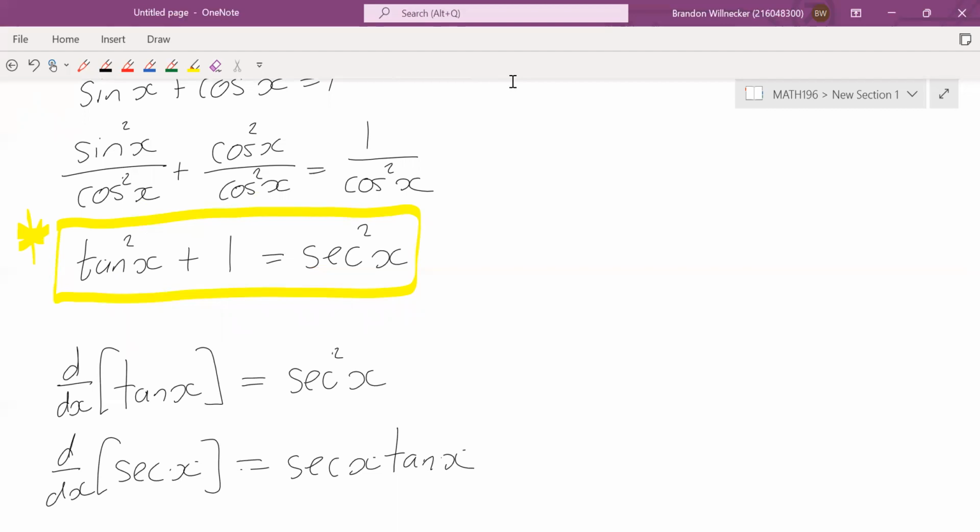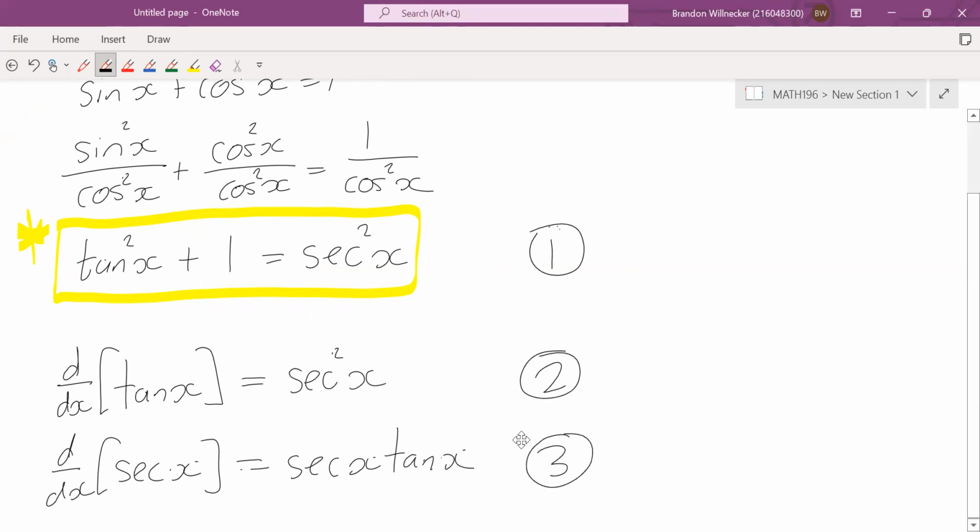So these are the three things that we need to know. We need to know the identity to go between tan and sec. We need to know the derivative of tan in case we make that substitution. And we need to know the derivative of sec in case we need to make that substitution. So please go over these three things.